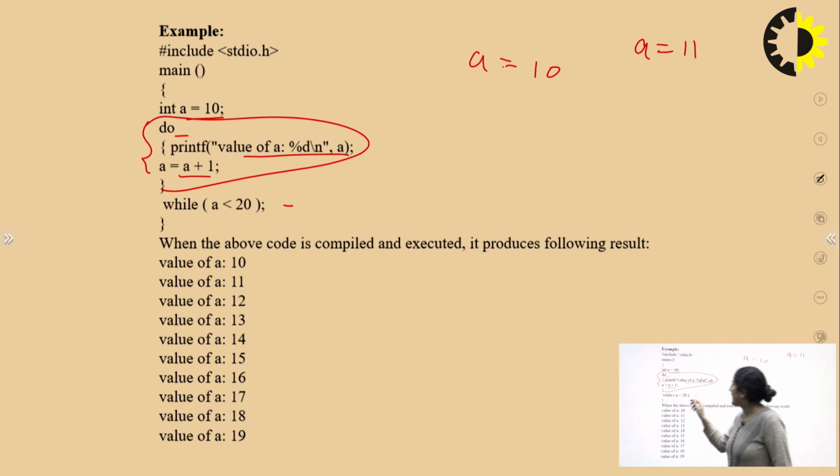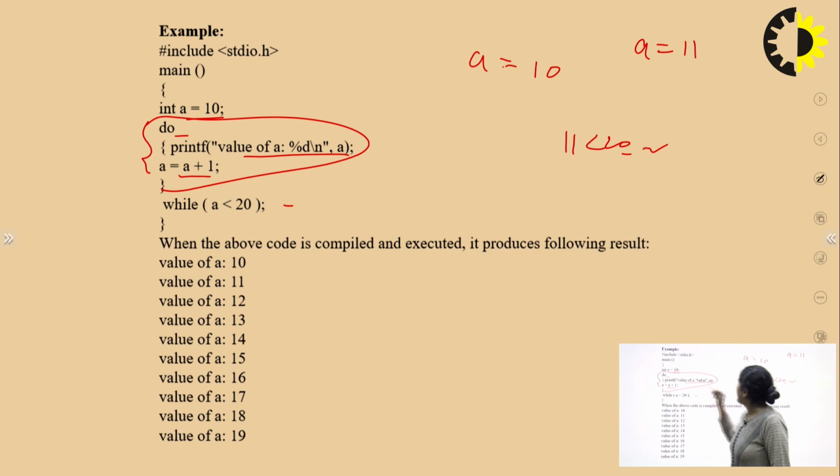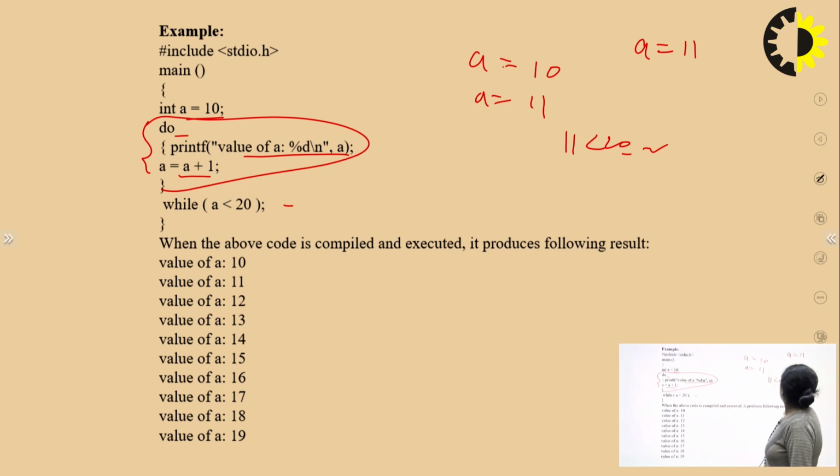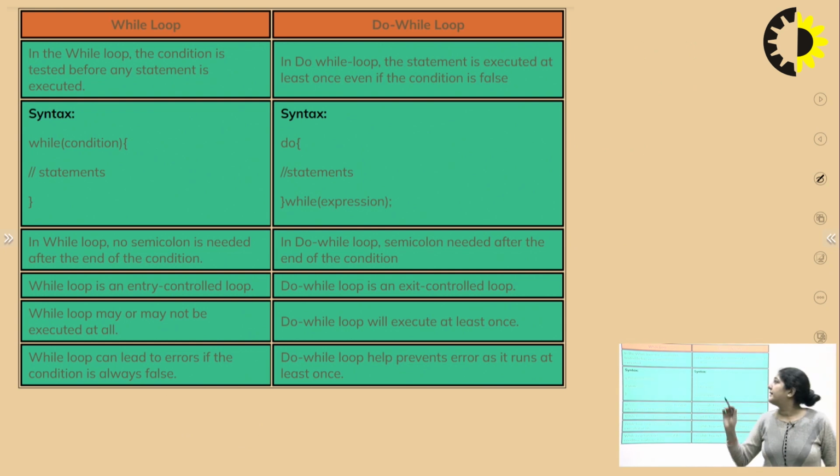Now it will check while a is less than or equal to 20. Now 11 is less than 20, condition is true. Then it will go above, and now again it will come inside the loop. It will execute 11. Again a will become 12. Like this we will be getting values from 10 to 19. So in the output, the statements are executed at least once. So this is the main difference between while and do while. So from this we can see what is the difference between while and do while.